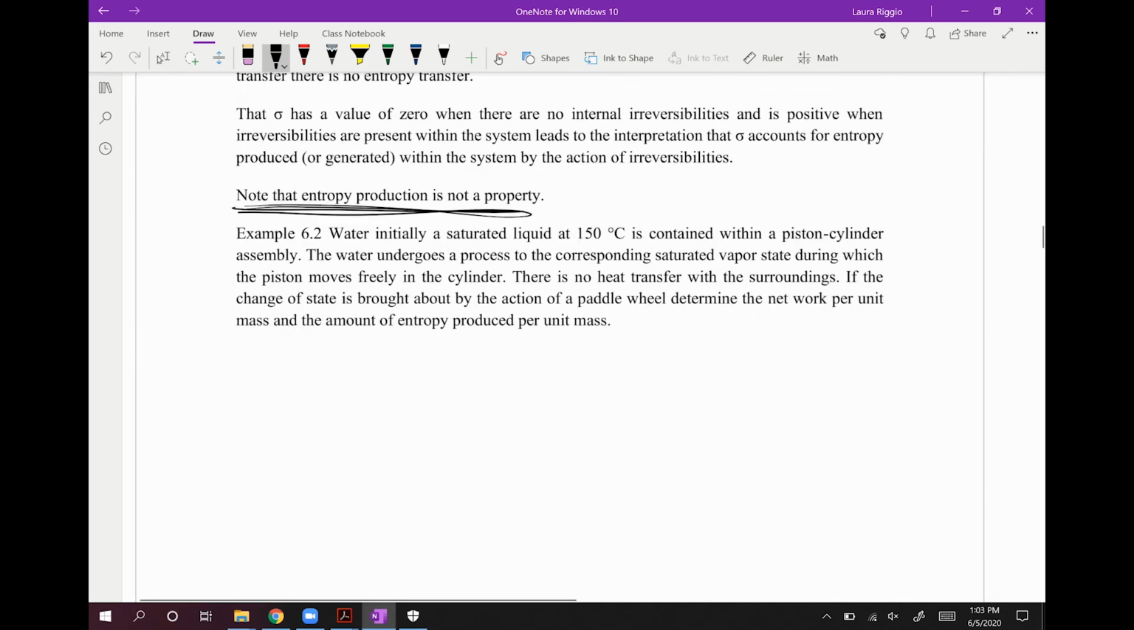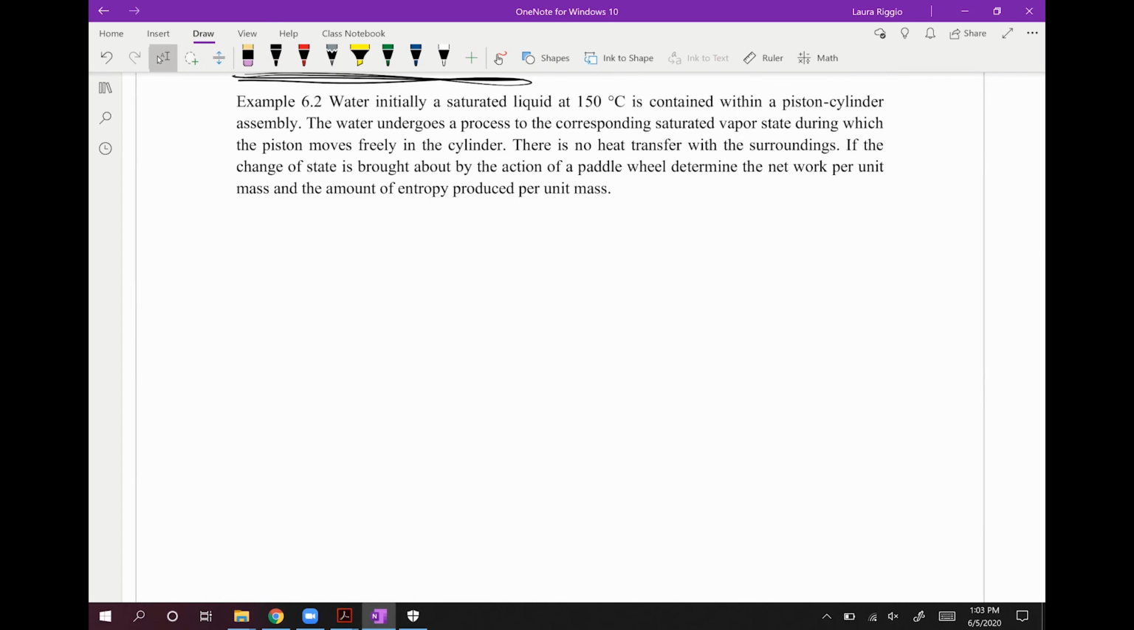We're going to look at an example where we have water initially at saturated liquid at 150 degrees Celsius. It's contained in a piston cylinder assembly. The water undergoes a process to the corresponding saturated vapor state, during which the piston moves freely in the cylinder. There's no heat transfer with the surroundings. If the change in state is brought about by the action of a paddle wheel, we want to determine the net work and the amount of entropy produced per unit mass.